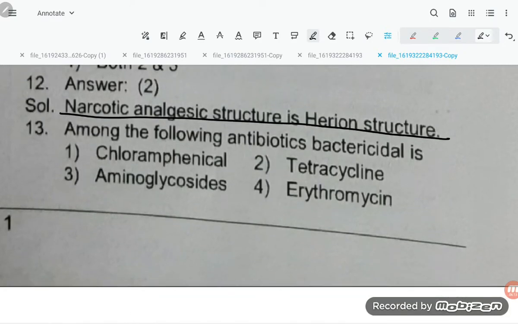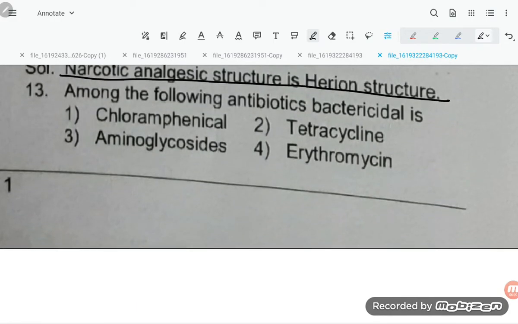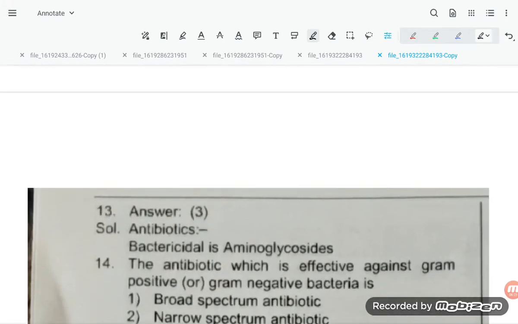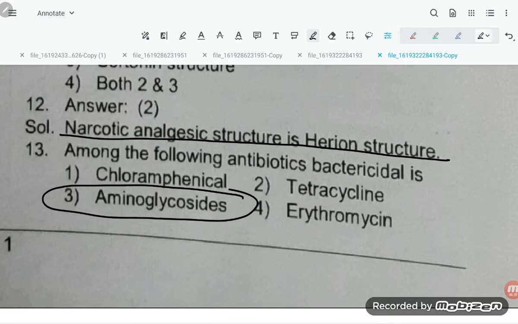Among the following antibiotics, the bactericidal one is, that is option number 3, aminoglycosides. Okay, aminoglycosides are the bactericidals.